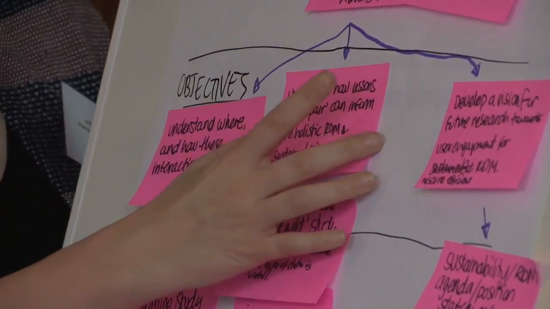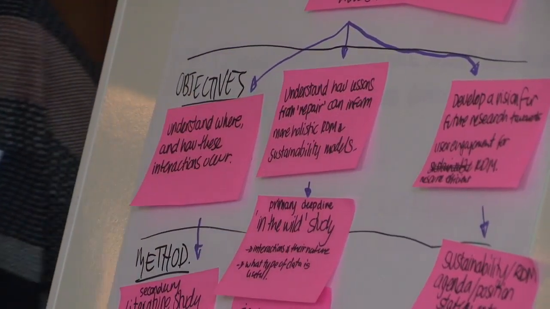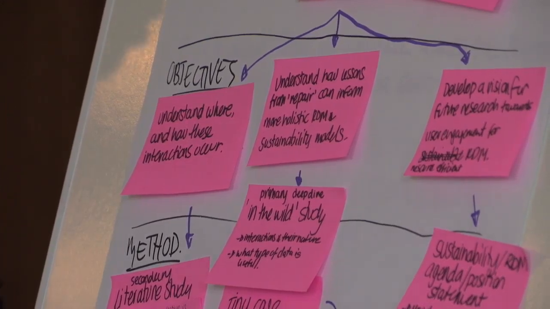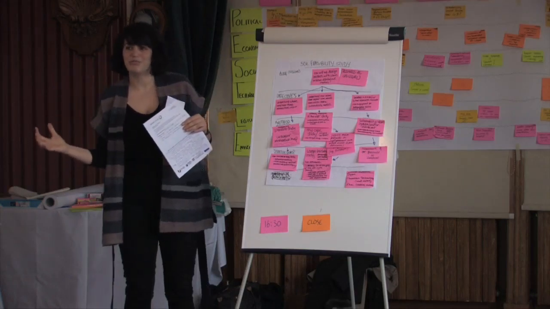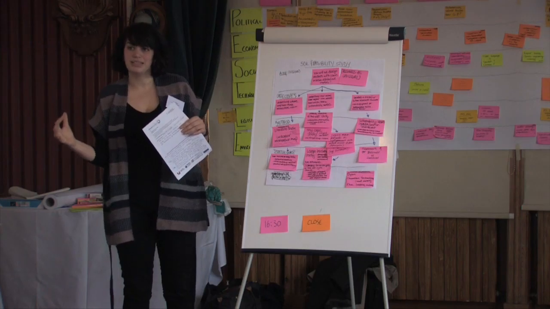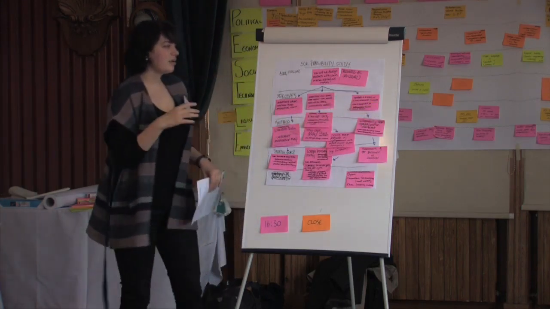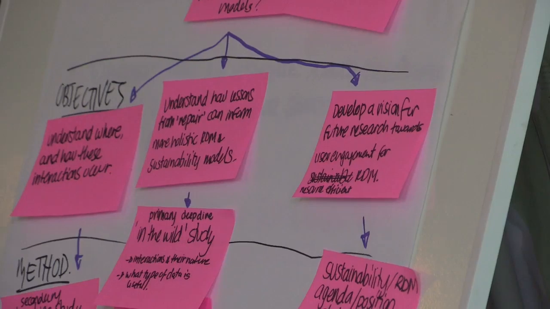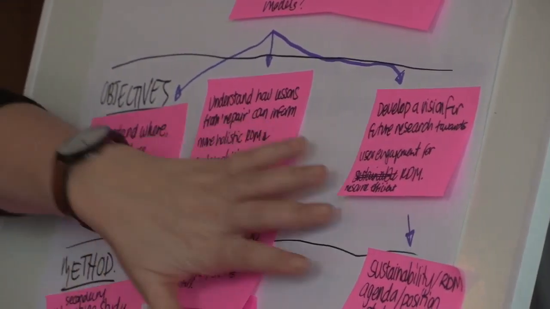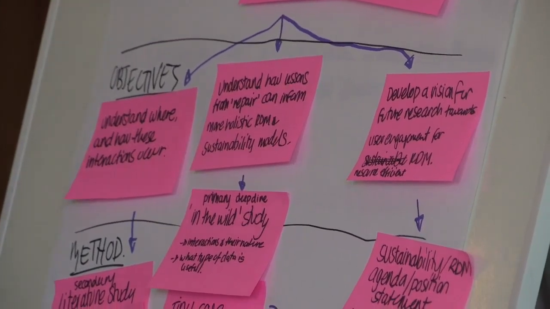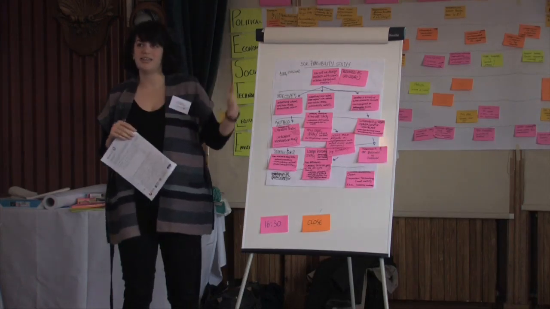So the second objective is, how can lessons from Impair inform our understanding of this more holistic view of redistributed manufacturing and sustainability? Then the third objective is, how can we then take this forwards to develop a vision for future research in this area? So building something that companies can use to actually see how they can start to move forwards with that.